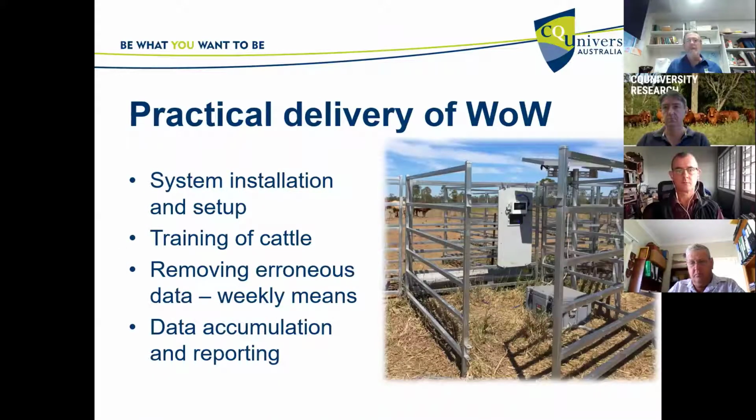So in terms of the practicality of implementing walkover weigh systems, the infrastructure typically consists of panels, a weigh platform, solar panel, battery, antenna, reader, and the telemetry components of a small computer and a modem. Walkover weigh as a data recording hub isn't restricted to just those sensors, and other sensors could be included, for example, weather stations, soil moisture, etc.